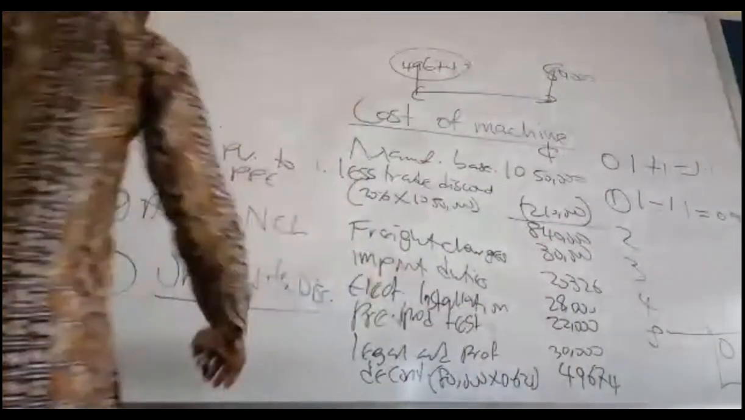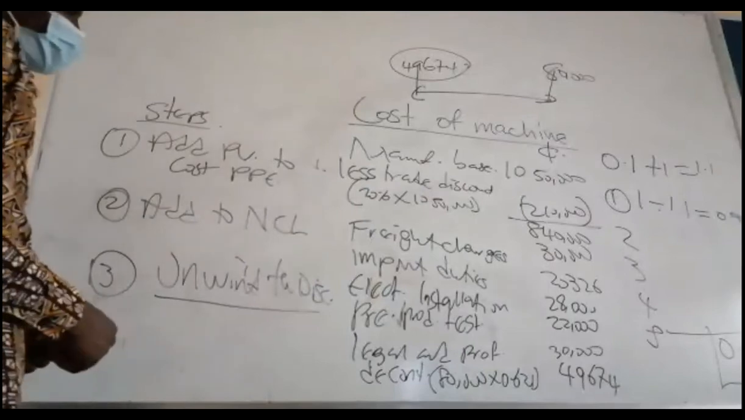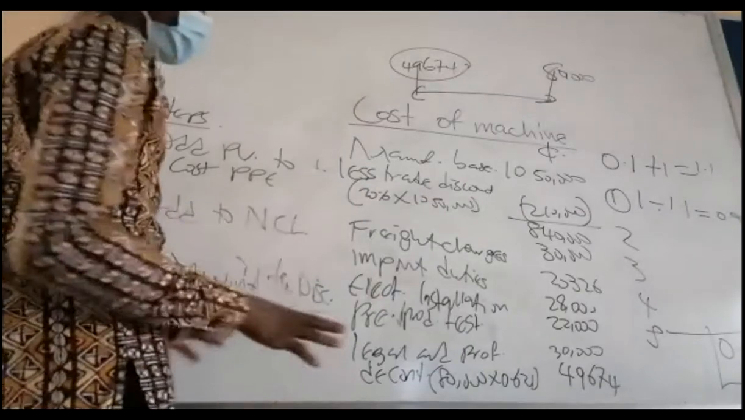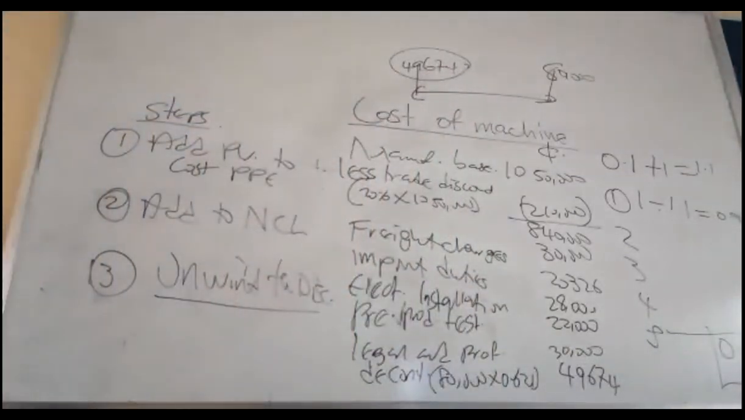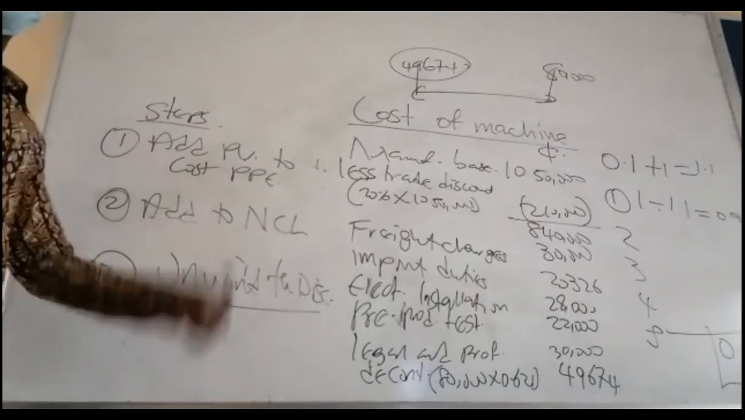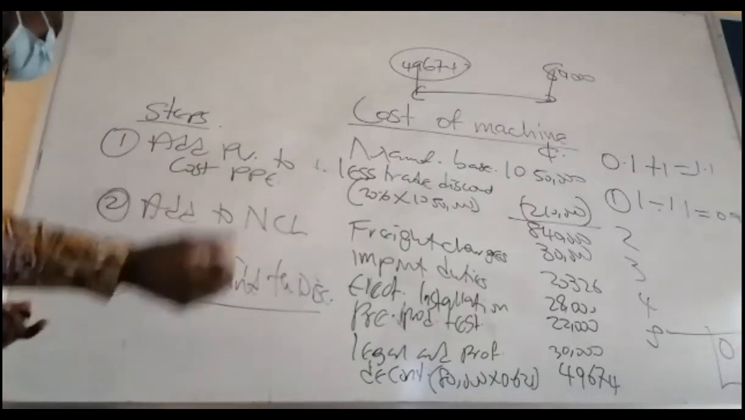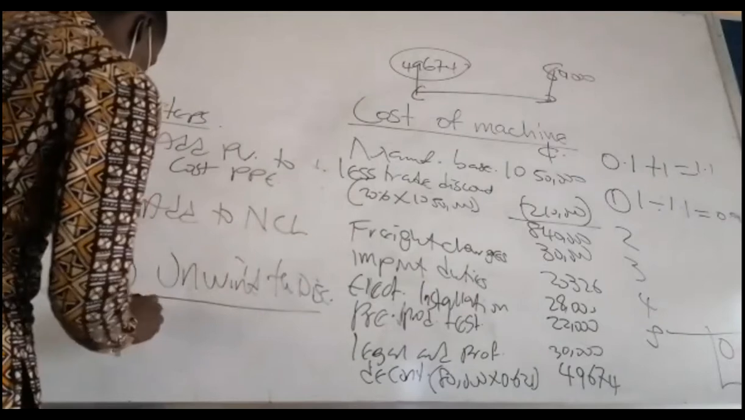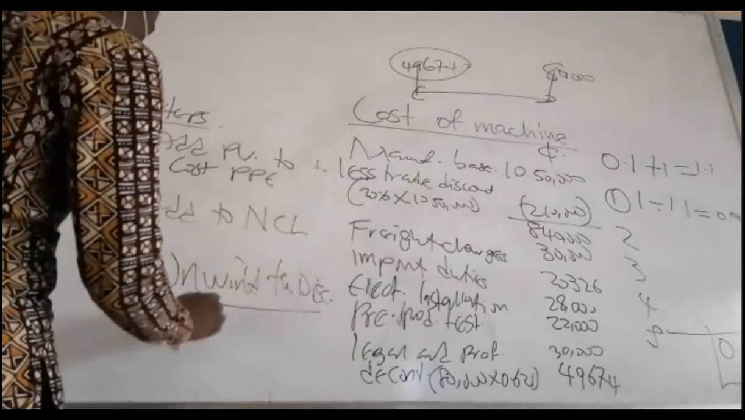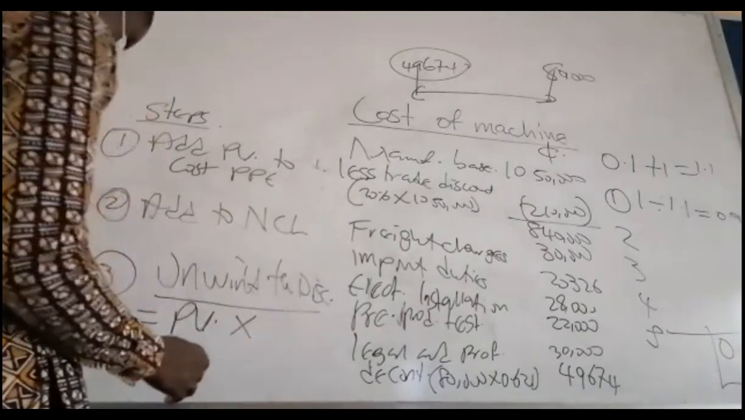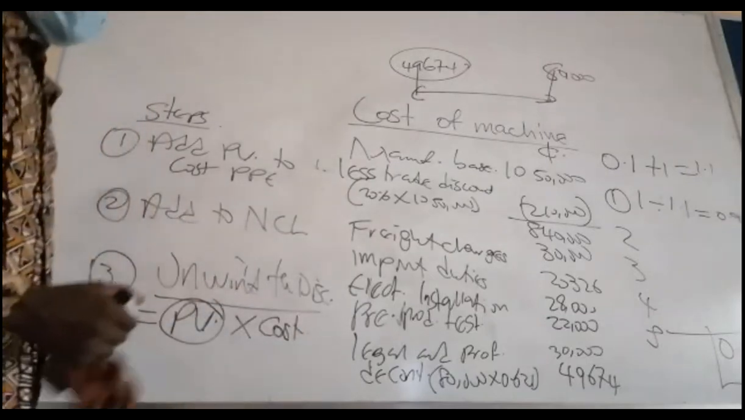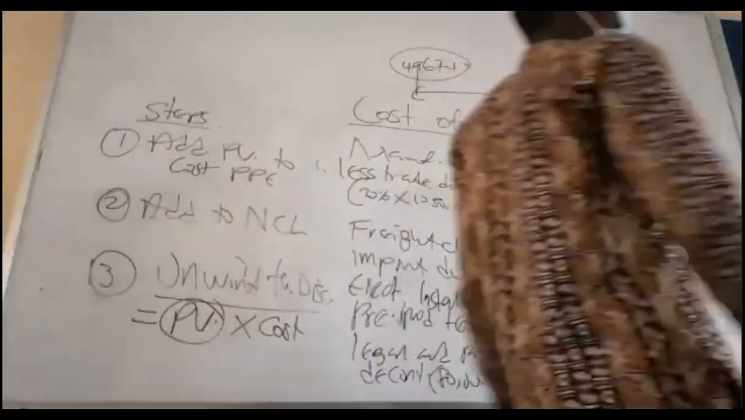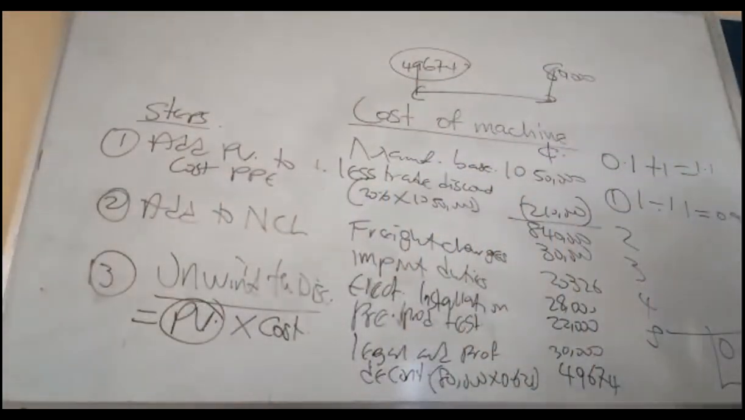So how do you do this? You first of all multiply the present value that you have found, 49,674, by the cost of capital. Then you add it to the liability. So the unwind of the discount is equal to the present value at the start of each year times the cost of capital.